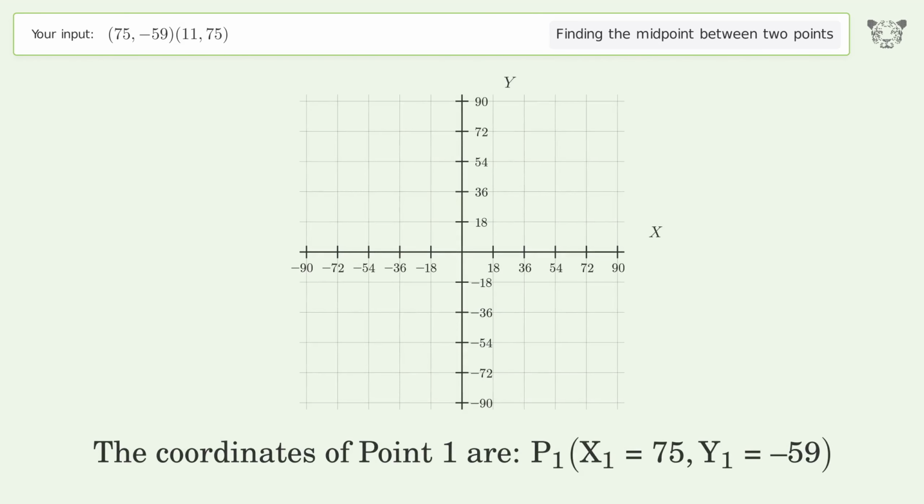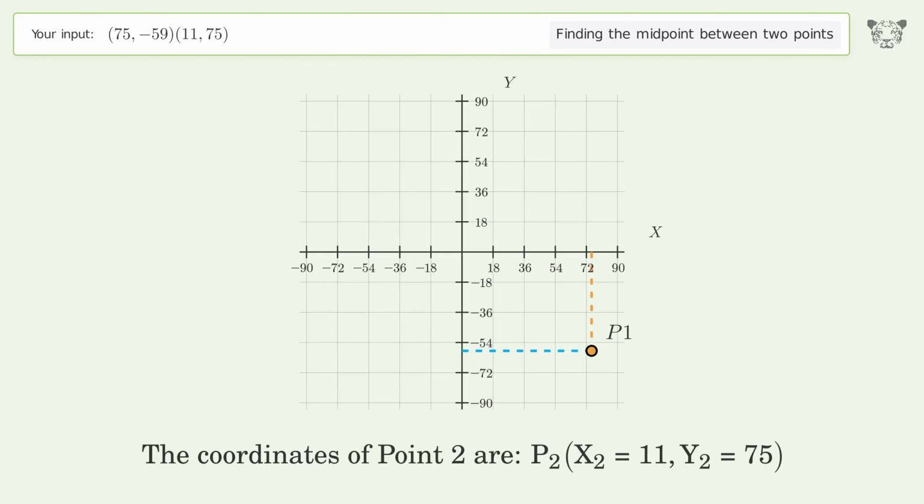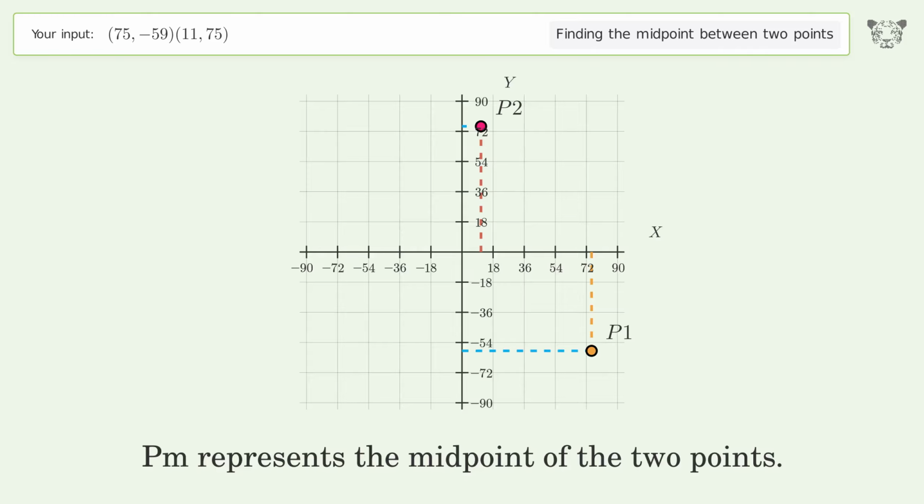The coordinates of point 1 are x1 equals 75, y1 equals negative 59. The coordinates of point 2 are x2 equals 11, y2 equals 75. PM represents the midpoint of the 2 points.